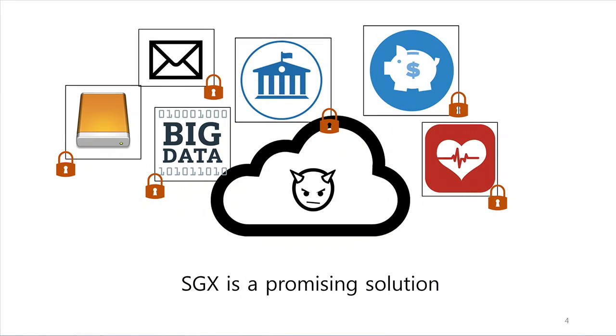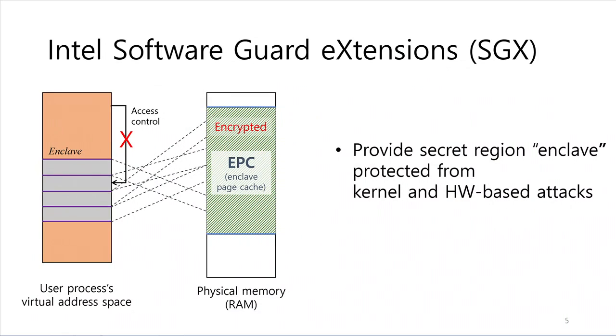While this security threat against the data in the cloud becomes more and more serious, SGX, which was introduced in the market last year, is one of the promising solutions. It basically creates a secret region called an enclave that is protected from all software stacks, including the kernel and the hypervisor. In other words, even the kernel cannot access this region. And it also resists hardware-based attacks, such as memory probing attacks, because the CPU encrypts the data when it writes to the physical memory for enclaves.